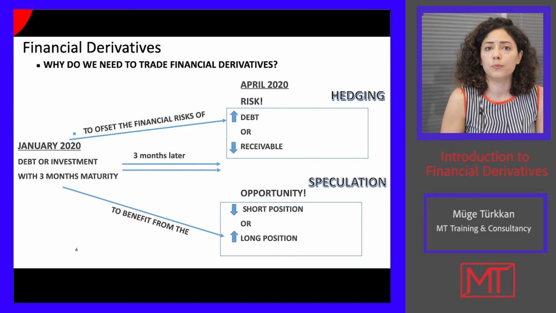And as you can take both long and short positions, you can benefit from both price falls and increases by making speculation. There is also another way of using derivatives, which is arbitrage. Arbitrage is also just like speculation, is making investments with the aim of making profits, not to offset risk. But those investments are about the same underlying assets, and you are actually benefiting from the price differential of the same asset between two different markets.